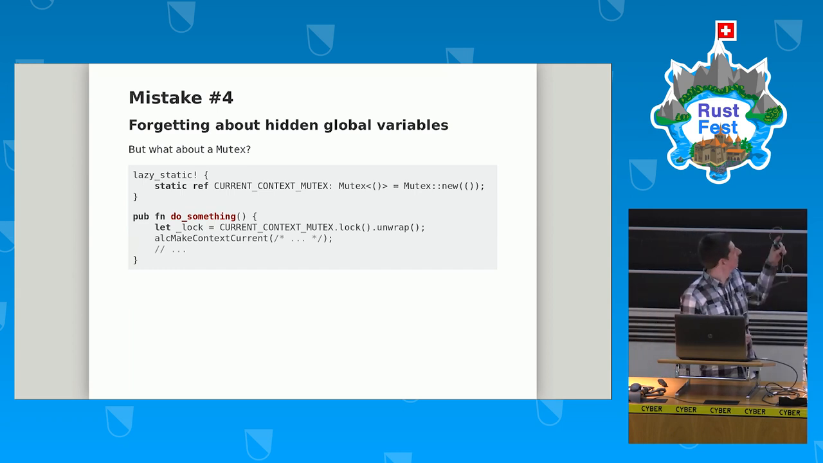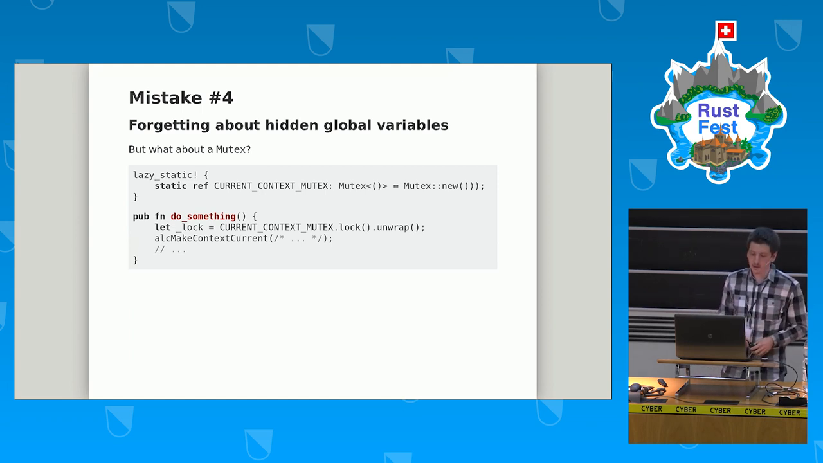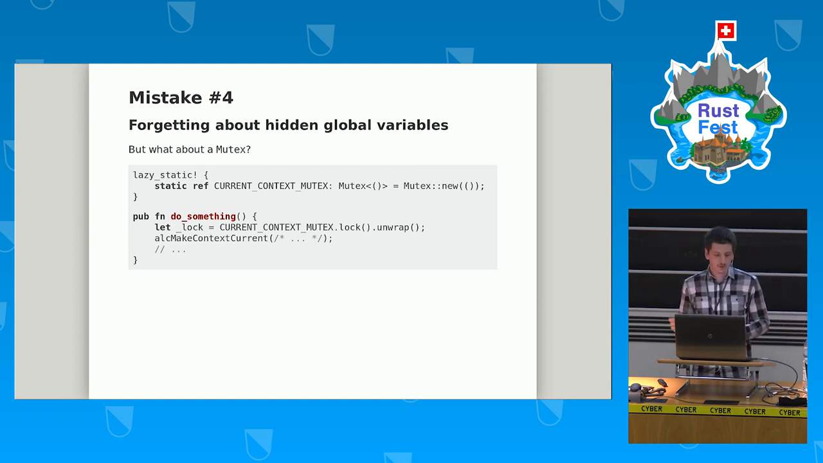So the code here is what you would put in your wrapper. You create a mutex named current context mutex, a static mutex. And whenever you want to do something with OpenAL, you first lock the mutex, and then only you call alcMakeContextCurrent. So if two threads try to call do something at the same time, they are not going to conflict because the second thread is going to wait until do something is finished in the first thread before starting. And do you think that this is safe if I use a mutex? And that's not a good question, because if it was, I wouldn't talk about it.